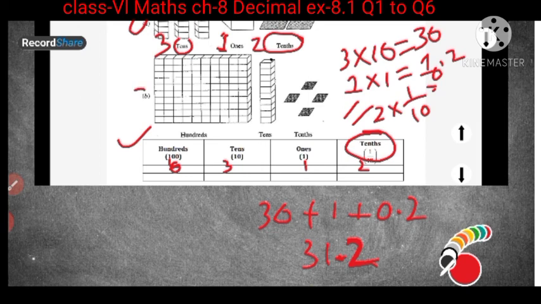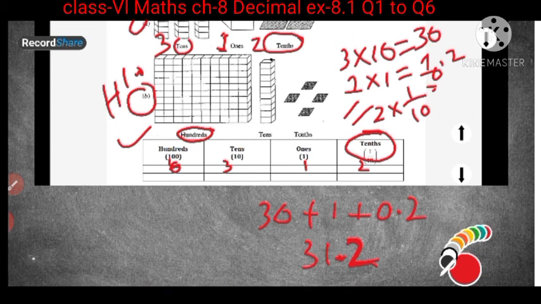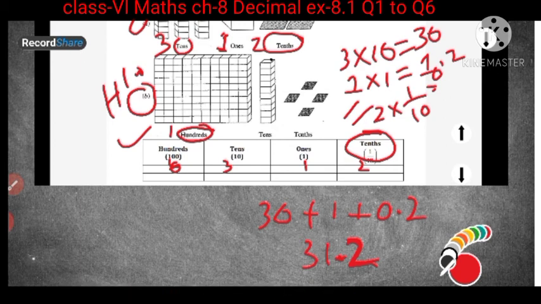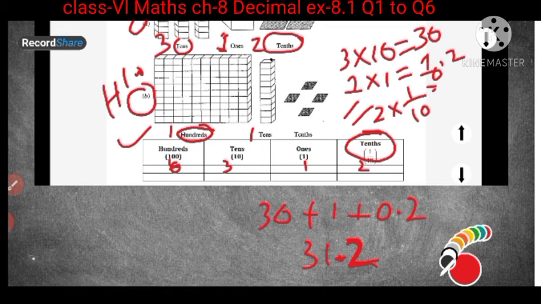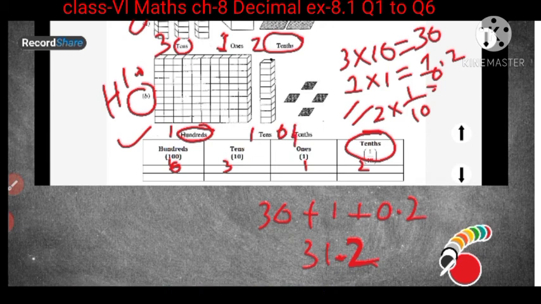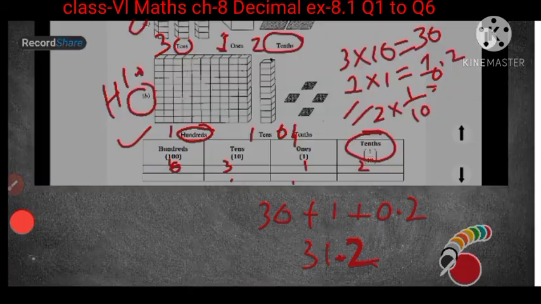Now for the second one I will keep this as homework. You just have to put the values here. So how many 100s are there? 1, so in the 100 place you will write 1, and in the 10 place, how many 10s are there? 1 ten is there. But here the ones place is missing, so the ones place will be 0. Then in the tenths, how many are there? 4 is there, so here you will write 4. After that you will put all the values here. Understood?